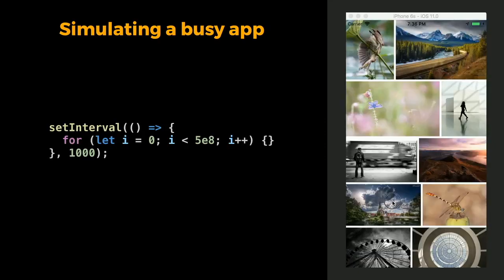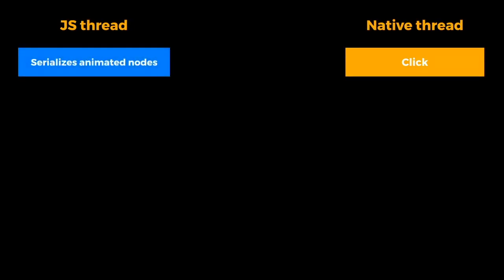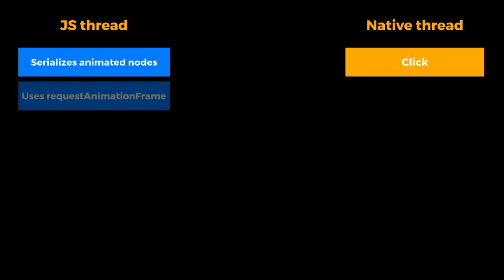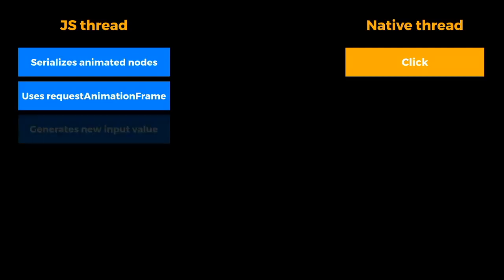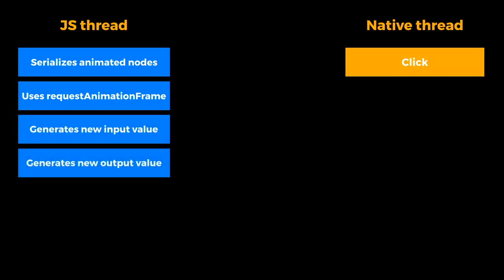To know why that is happening, let's see. When the click happens on the native thread, it serializes the entire animation nodes, which is the width changing from one size to another, height changes, the size changes, and all of that. It uses requestAnimationFrame, as the Animated library does. So on every frame, it needs to know when to trigger the new size and a new animation. So it uses requestAnimationFrame here, and it gets the new input value. Based on the new input value, it gets the new output value.